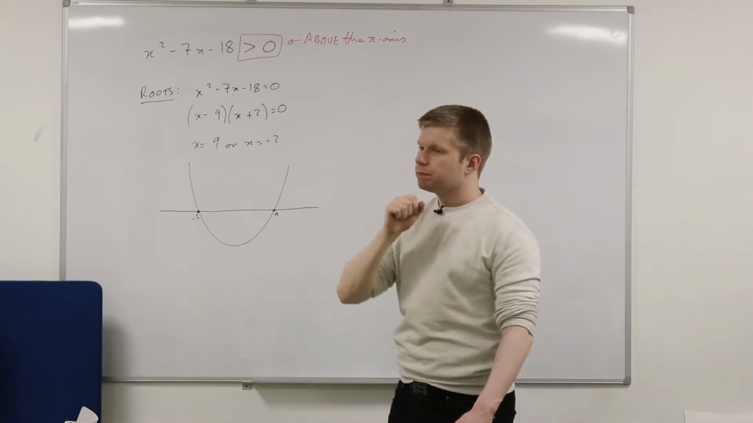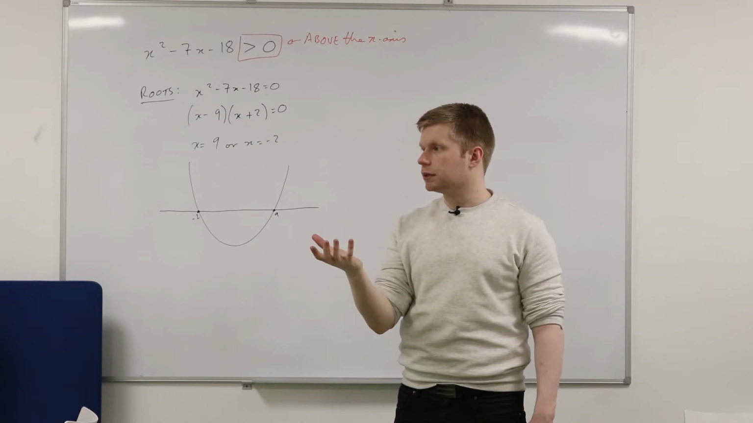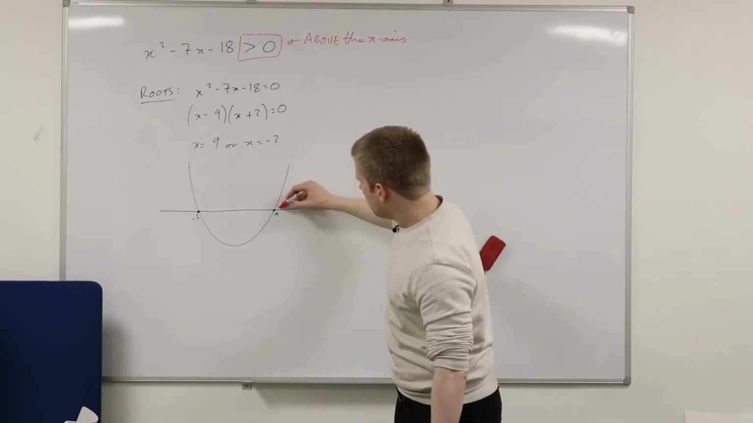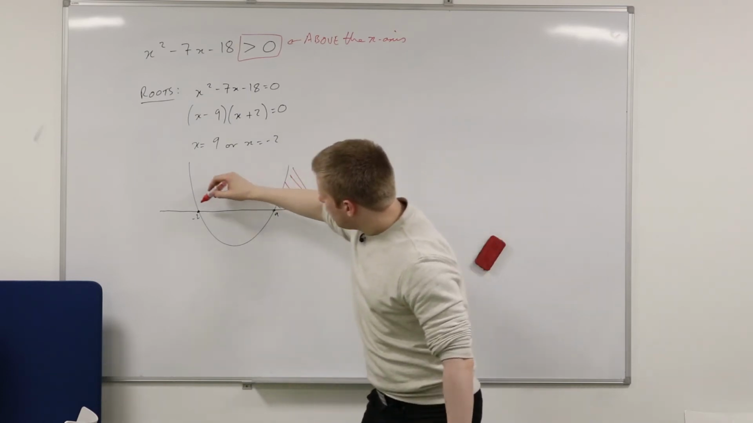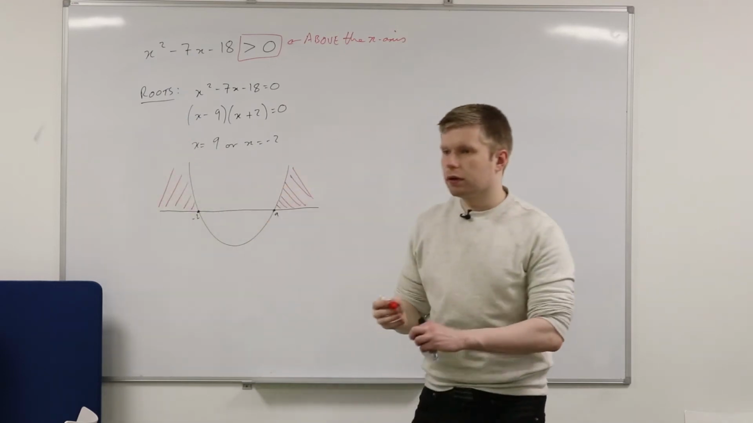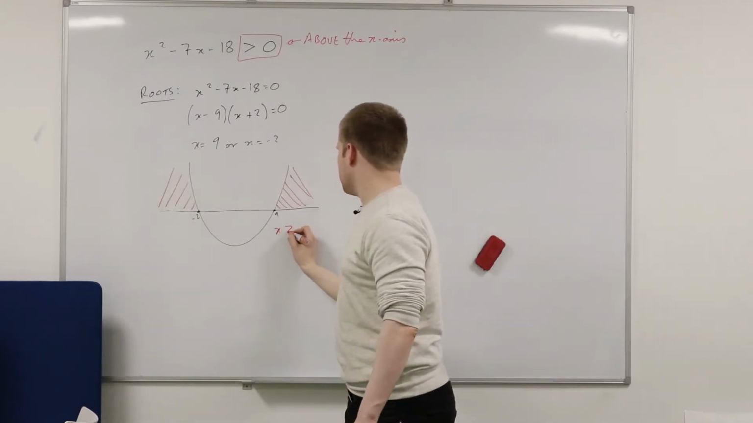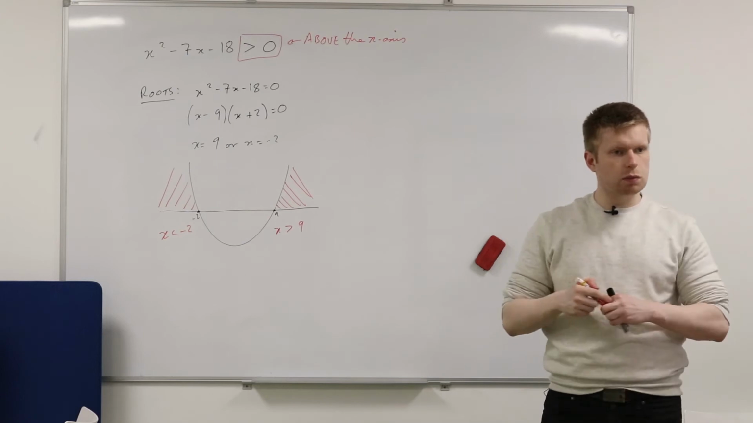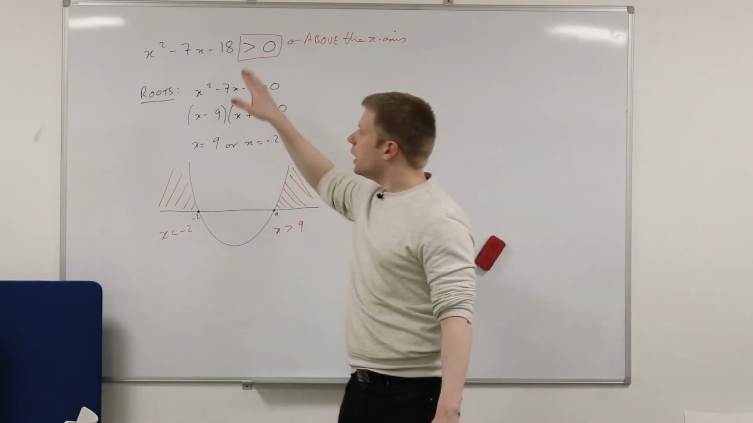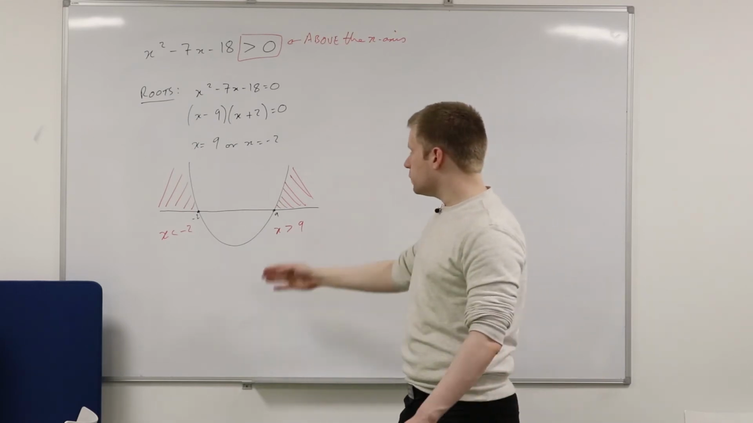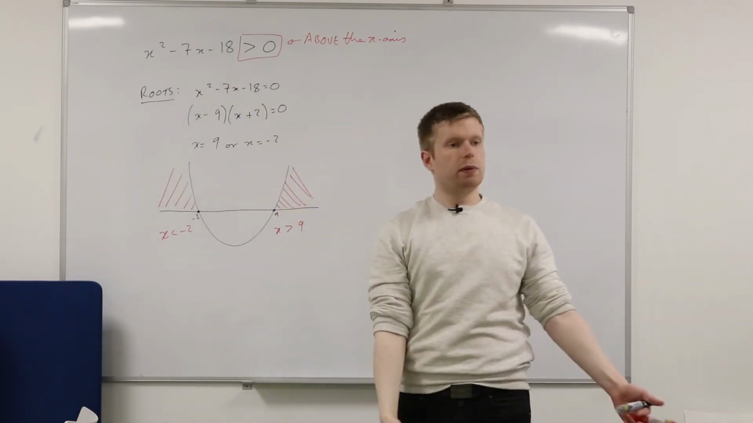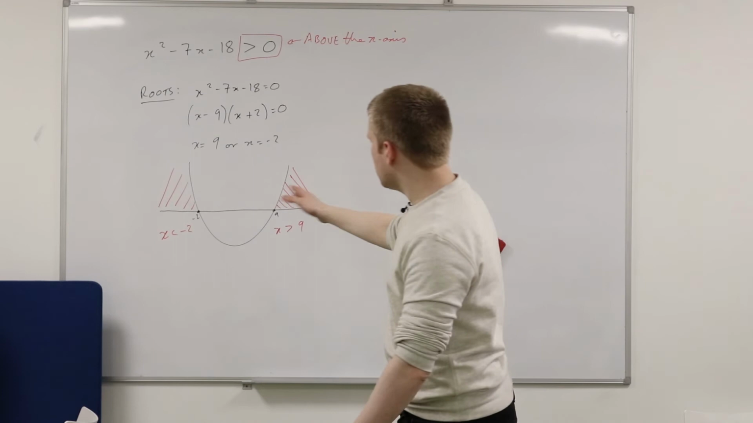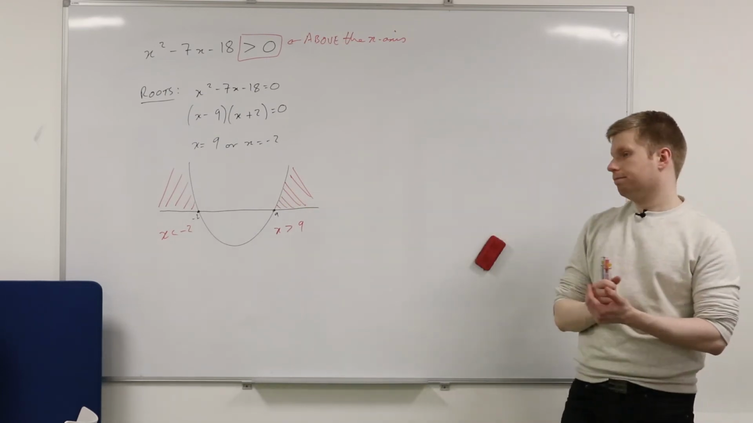So what question am I asking? I want to know where it's above the x-axis. So what values of x correspond to regions above the x-axis? I want everything over here and everything over here. Everything over there would just be x being bigger than 9. Everything over there would be everything smaller than negative 2. So any x value which is smaller than negative 2, if I stick it into this equation, will always be bigger than 0. Any value which is bigger than 9, when I stick it in here, will always be bigger than 0. But any value between negative 2 and 9 will be negative, and at negative 2 and 9 it would be equal to 0.